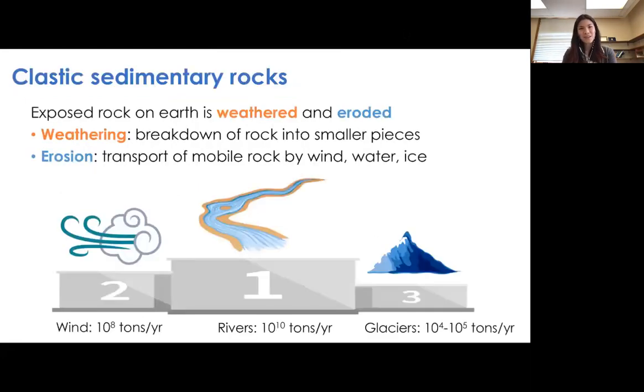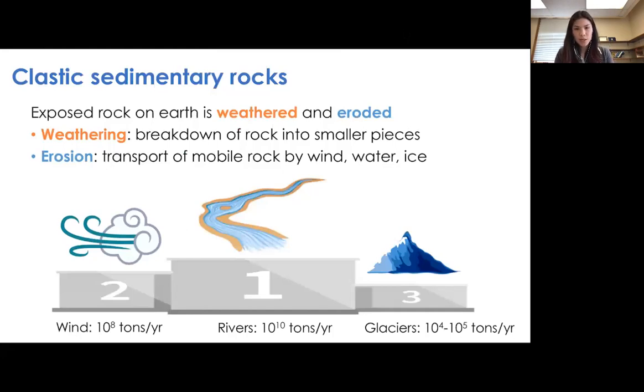Okay, so first let's start with our clastic sedimentary rocks. These are formed as exposed rock on Earth is weathered, usually through mechanical or physical weathering processes. If you remember from week one, this means that the rock is being broken down into smaller bits, but it's not changing its chemical formula. These weathered rocks are then eroded, and they can be transported through a variety of means, wind, water, and ice being some of the most common ones.